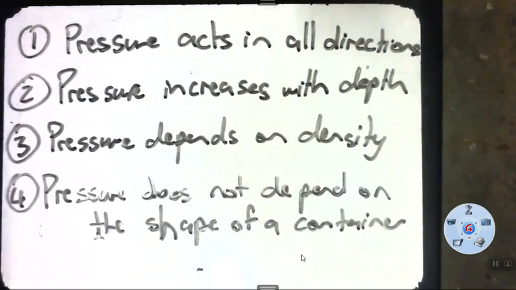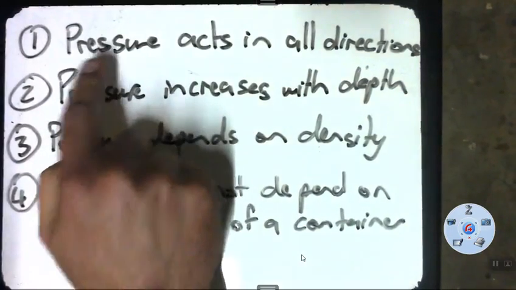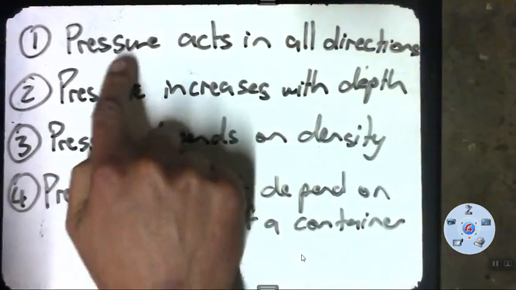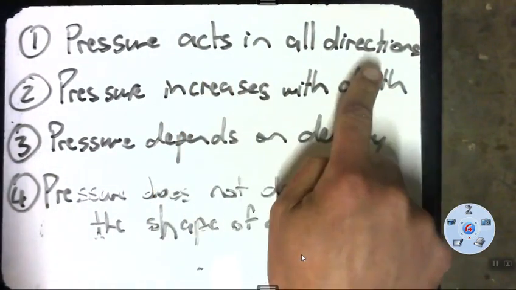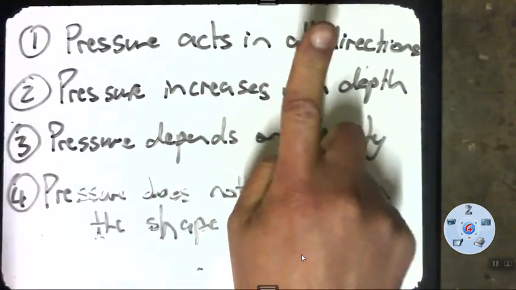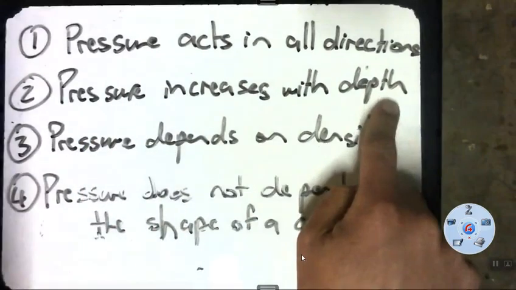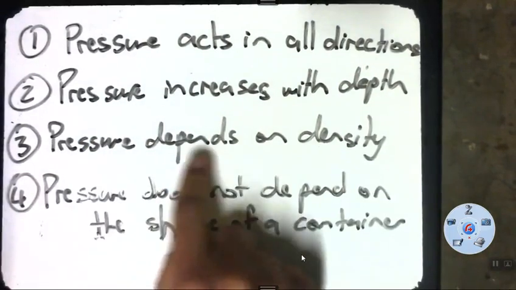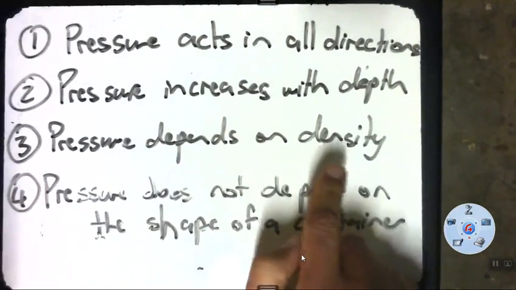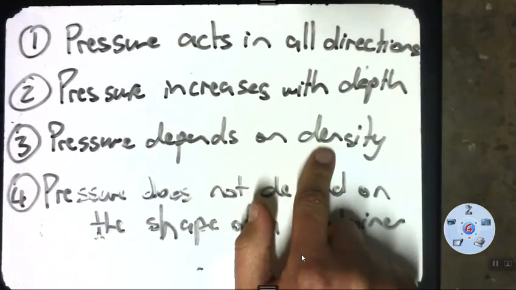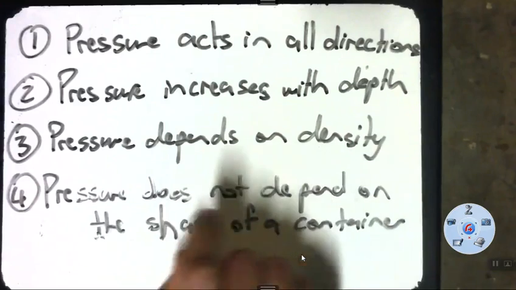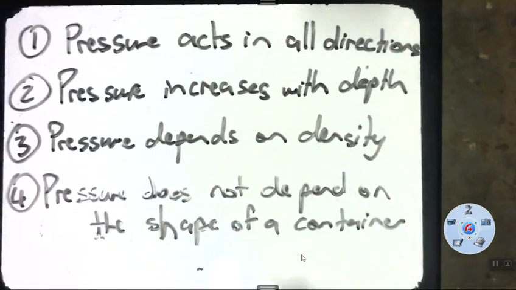So the four things that we've learned so far: pressure in an open container acts in all directions, up, down, left, right, at the same depth. The pressure increases the deeper you go. The pressure depends on the density. The denser the liquid, the more the pressure would be, and the pressure does not depend on the shape of the container.